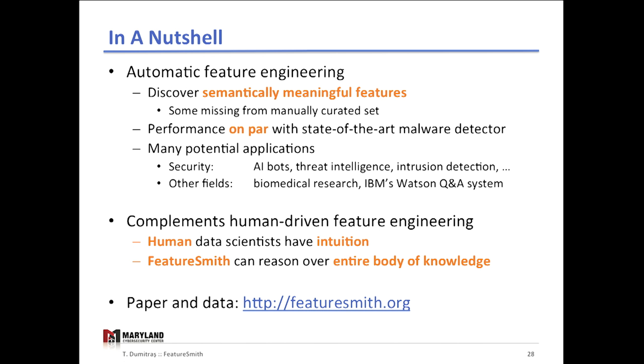So in a nutshell, automatic feature engineering is a technique that allows you to discover semantically meaningful features by mining documents written in natural language. It is able to discover some features that are missing from a carefully curated manual feature set, and it achieves a performance that is on par with that of a state-of-the-art malware detector. I focused here on the Android malware detection problem, but I want to mention that this has many potential applications in security for detecting our AI bots, for threat intelligence, for intrusion detection, and in other fields. In fact, in the biomedical research field, the notion of literature-based discovery is well established.